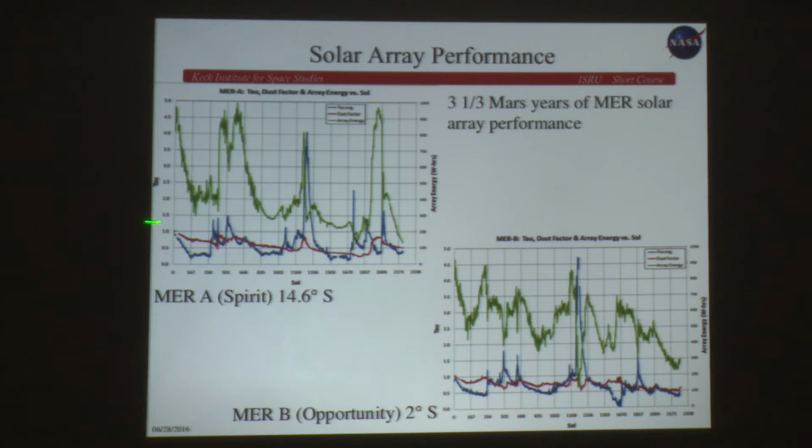Final factor is that solar panels have this problem that the dust settles on them, and the dust tends to stick to them. Not only does it settle on them, and thus this red line, which starts at 1, which is a perfectly clean set of panels, is how much dust is sitting on the panels. The lower it is, the more dust on it, and the less solar power you get from the rover.